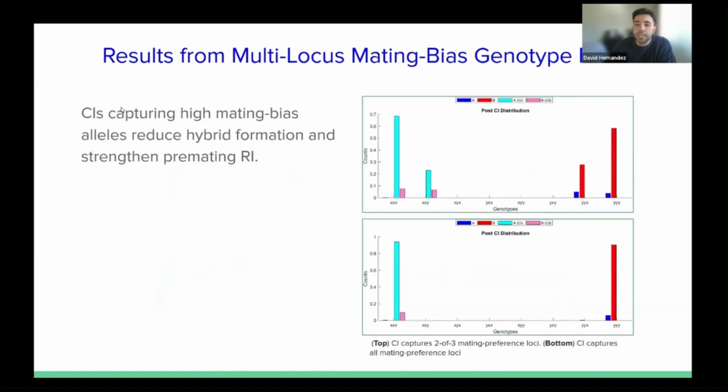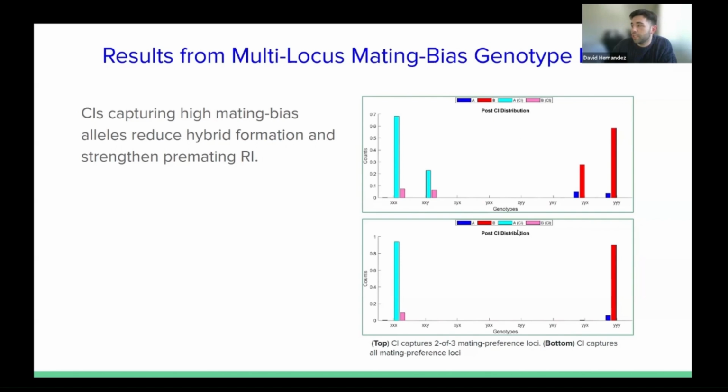And when we have a chromosome inversion introduced into the system, what we found is as it captures more high mating bias alleles, it'll have a stronger fitness advantage. And the stronger fitness advantage effectively reduces the number of loci, since the chromosome inversion is suppressing the effects of recombination. And the fewer hybrids will then lead to stronger pre-mating reproductive isolation.